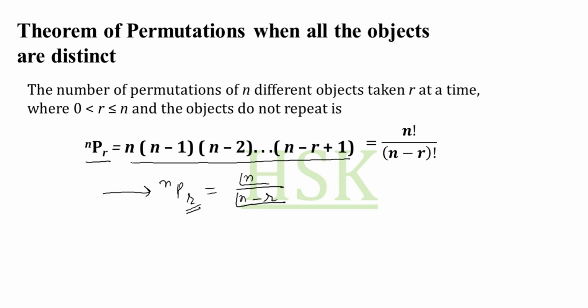r objects which are taken from the total of n objects, or the number of permutations of n different objects taken r at a time, we don't have to say n into n minus 1. So this is somewhat difficult to speak also. So this is equal to n factorial upon n minus r factorial. Okay, so factorial can be written this way or this way, so both mean one and the same thing.